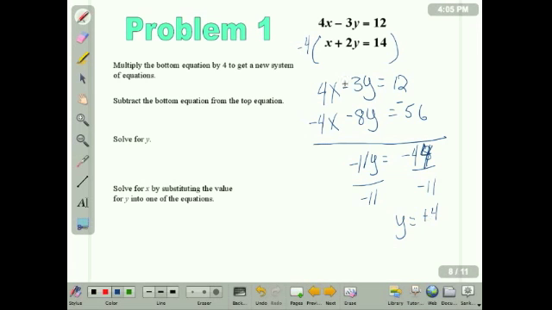We're going to plug that into either equation. This time I'm going to plug it into my first equation, substituting y with my 4, and solve for x. We add 12 to both sides, and 4x is equal to 24, and x equals 6. My solution is (6, 4).